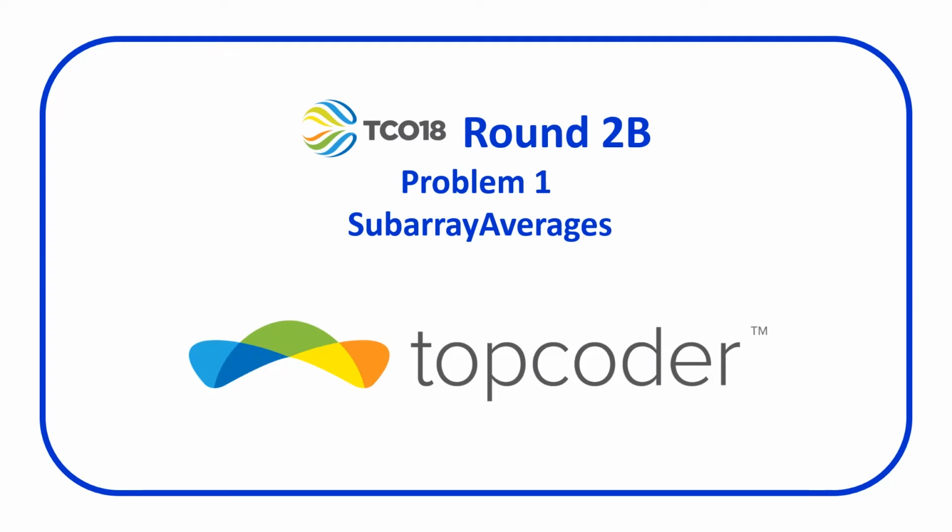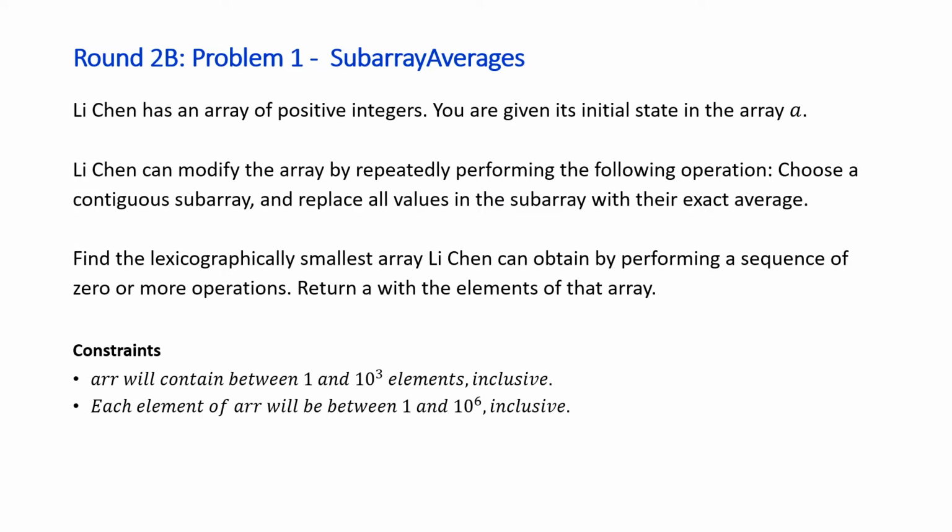Welcome to a code report solution video. In this video, we're going to be covering the solution to problem 1 from the TopCoder TCO18 Round 2B contest entitled SubarrayAverages. The problem states Li Chen has an array of positive integers.